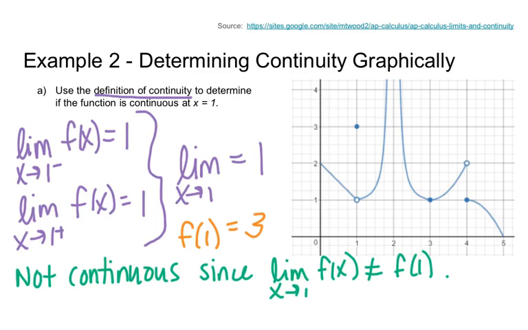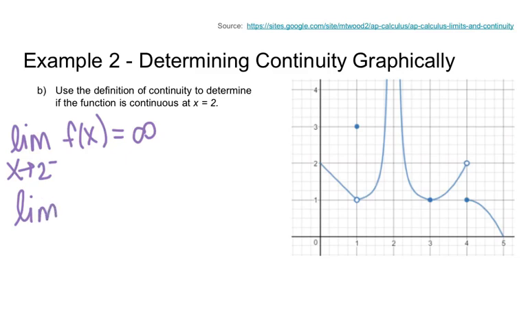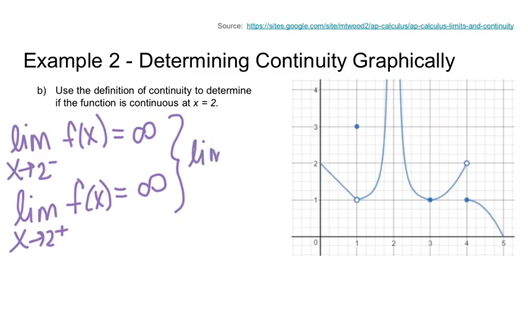Okay, same graph, different point. Again, using the definition, this time looking at x equals 2. So we'll start with the left-hand limit first. And as we approach 2 from the left, we're going up off the graph towards positive infinity. Then the right-hand limit. Okay, and as we're coming from the right, we are still going up off the graph. So technically, we could say that the limit as x approaches 2 of the function is infinity. However, remember, in the back of our minds, we're thinking that means the limit doesn't exist.